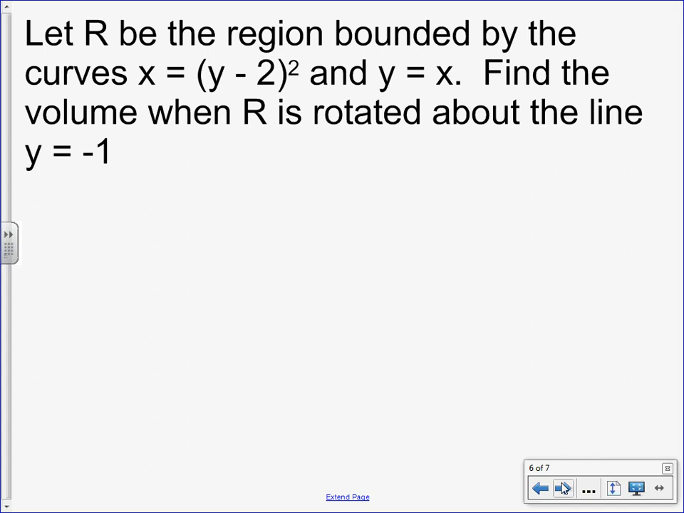We test our graphing skills here, don't we? Okay. This is a type of question that some of you struggled with on your quiz, right? Graphing x equals y minus 2 the quantity squared. First of all, which way does that open? It opens to the right. Okay.